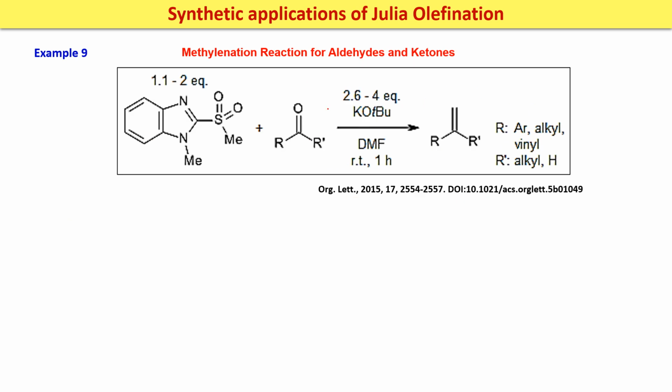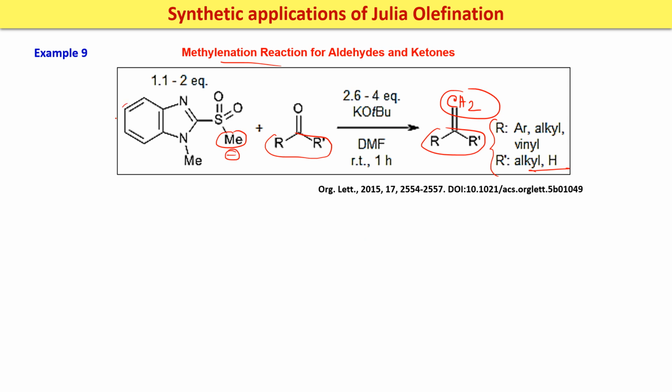Example 9, methylation reaction. Methylation reaction means in the product you can see there is CH2. Now this part is obviously coming from the ketone or aldehyde, because it is written here methylation reaction for aldehydes or ketones. So it may be aldehyde or ketone, because it may be alkyl or H. What type of R or R prime, both are given here. But this CH2 part, that is coming from this methyl, because here the negative charge in presence of base, that will be generated at this methyl.